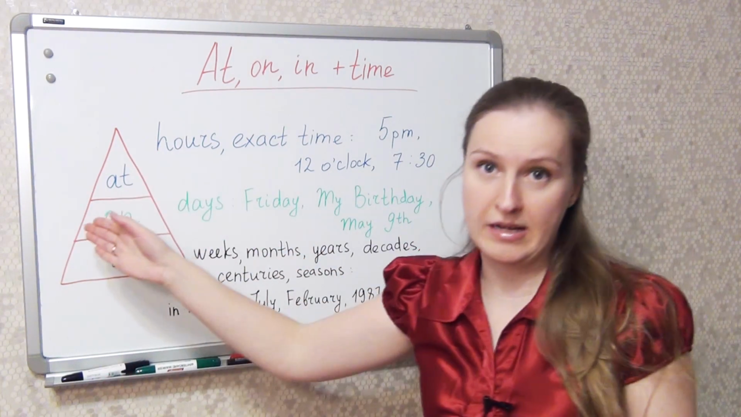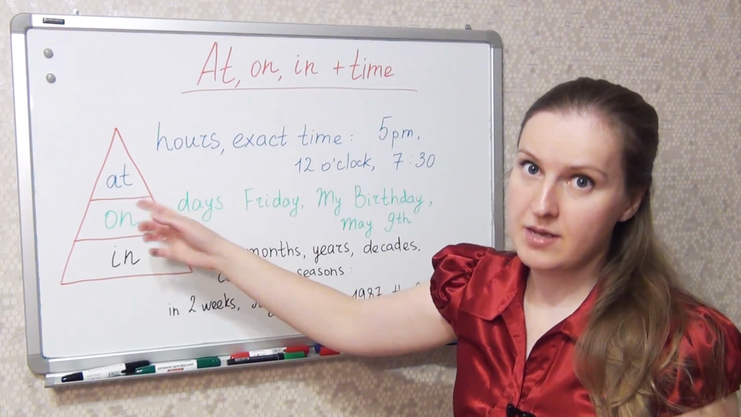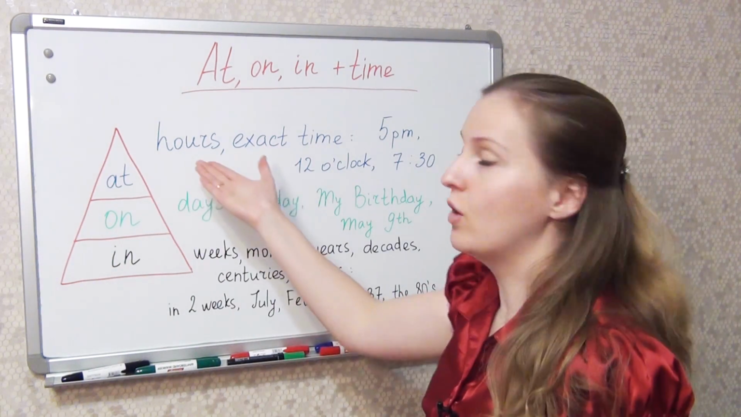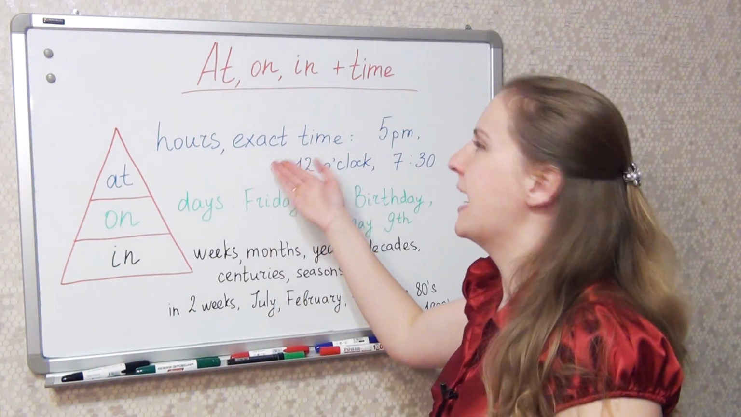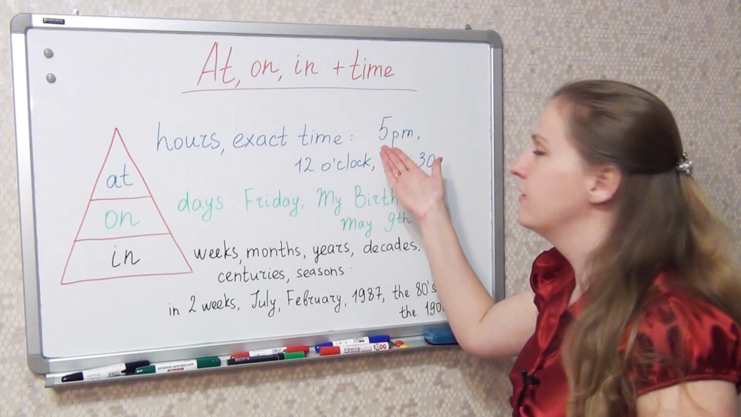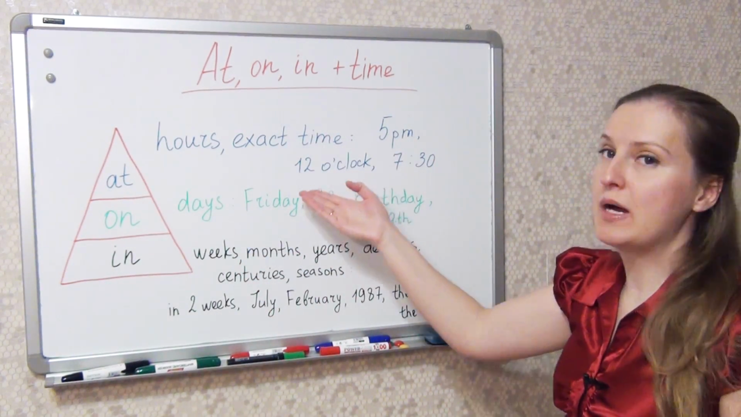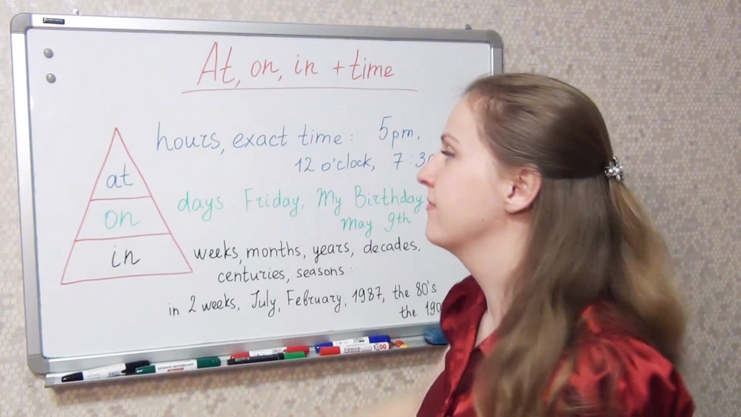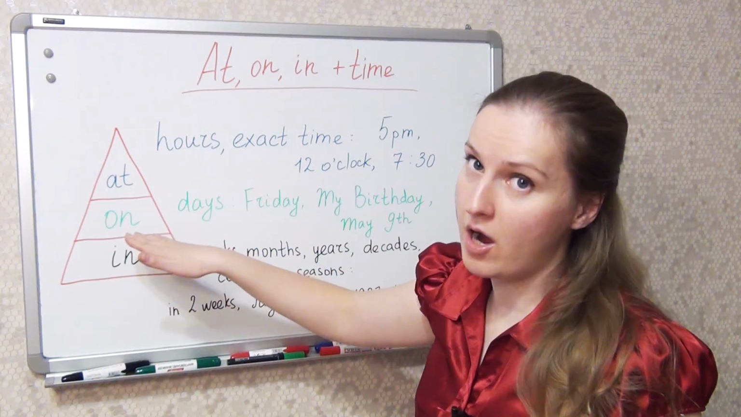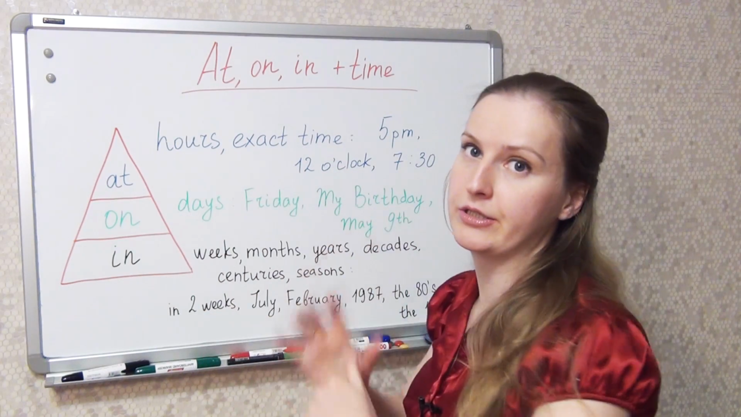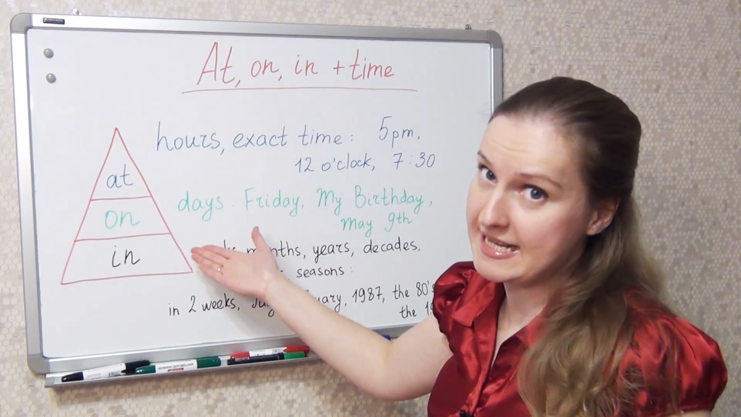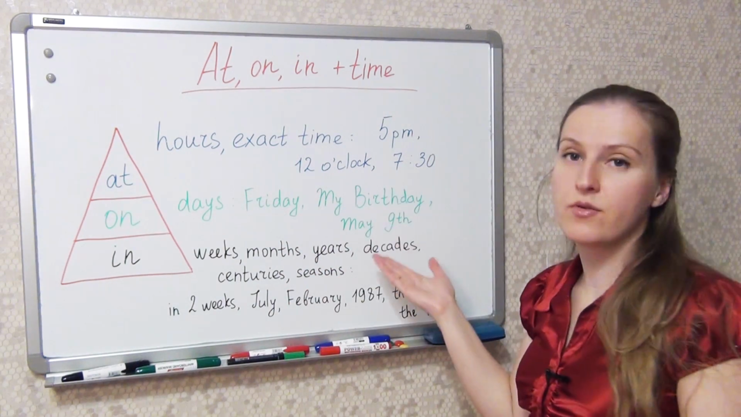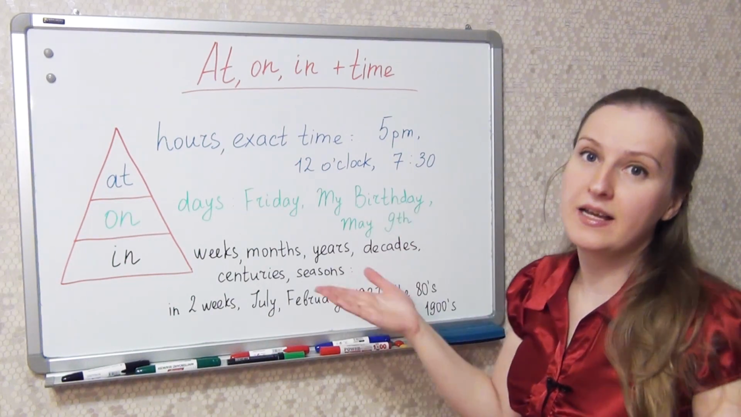At the top of the triangle, there is at, because it is connected with the shortest periods of time, hours. When you talk about exact time, for example, at 5 p.m., at 12 o'clock, at 7:30, and so on. Below, we can see the preposition on. It is connected with some longer periods of time, like days. You can say on Friday, on my birthday, on the 9th of May.